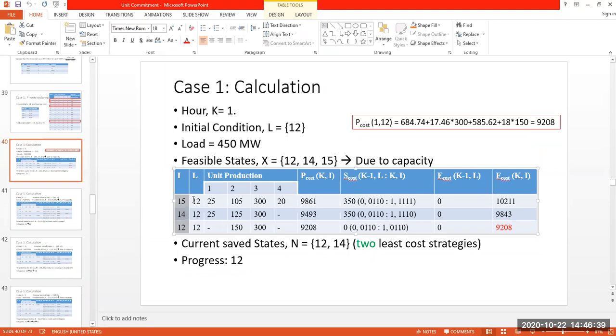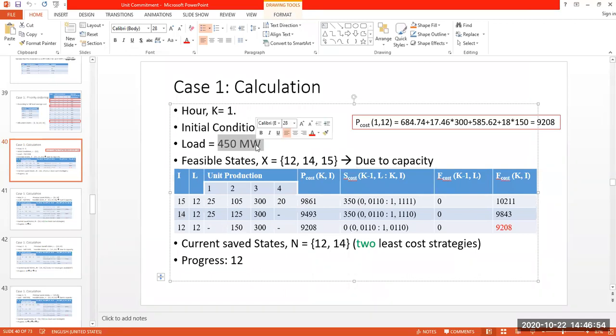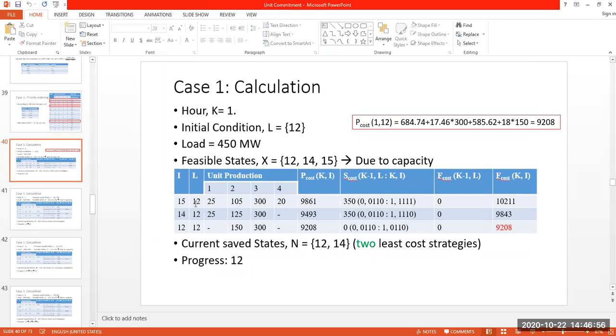This means that we are initially at state number 12. What would be the minimum cost associated with this load demand? To satisfy this load demand, what will be the minimum cost? Should I go from state 12 to 15, or from state 12 to 14, or should I stay at state 12? This information will be obtained after we complete the calculation and reach the last column in this table. So let's see how we do it.